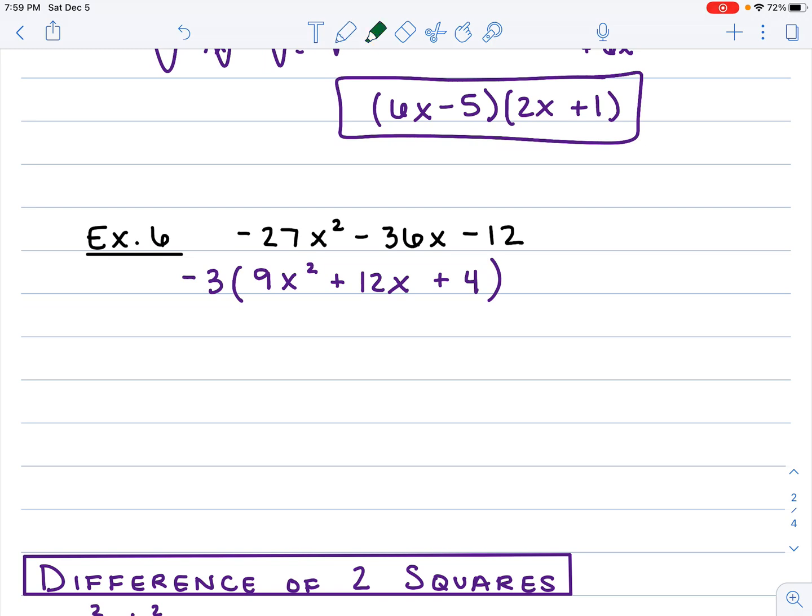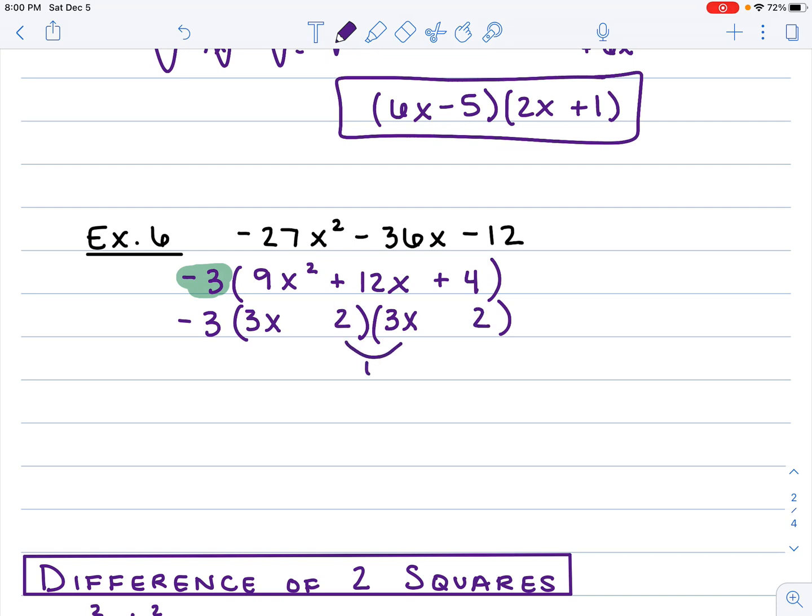Remember, in your final answer, you need to continue to have that negative 3 on the outside there because it's still part of that original problem. So I'm going to make my parentheses like I normally do. What times what gives me 9x squared? Well, I've got 9x and x, and I've got 3x and 3x. I'm going to try the 3x and 3x first. What times what gives me 4? Let's just try 2 and 2.